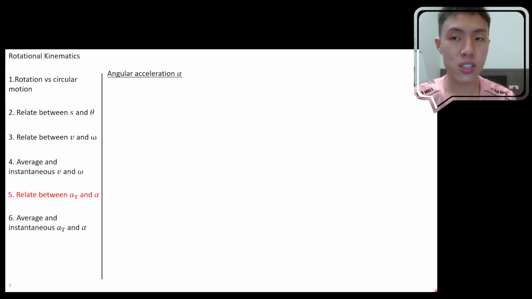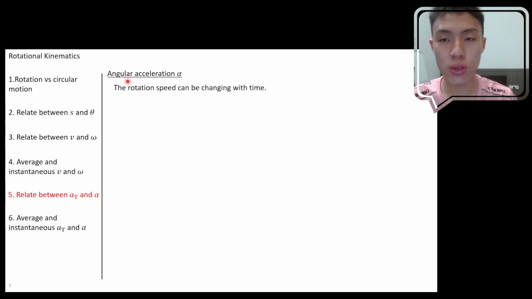Let's talk about a new quantity that we're going to introduce right now, which is angular acceleration. The symbol for angular acceleration is alpha. This is the Greek letter alpha, not A. Now we are going to discuss a situation in which the rotation speed is changing with time.